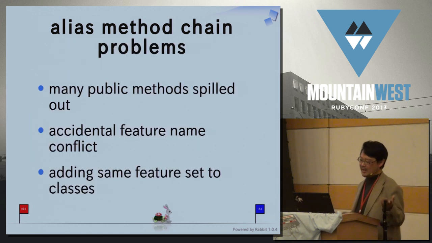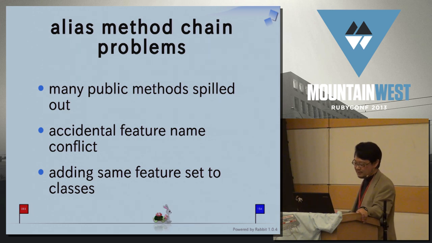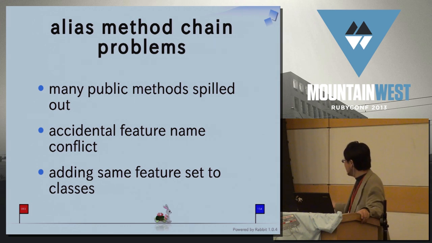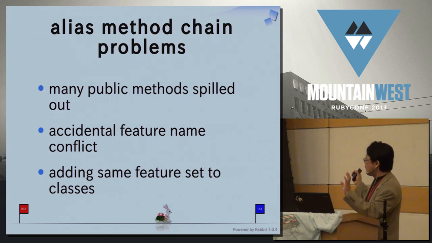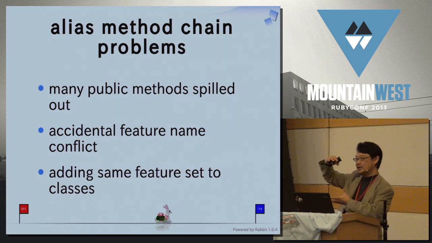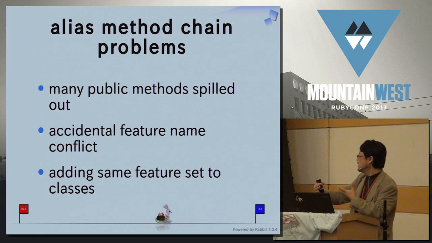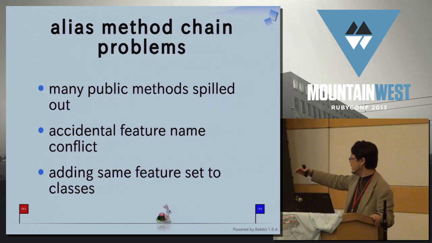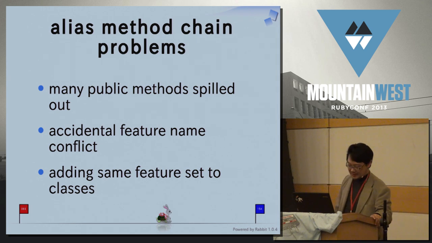So alias method chain has some defects and problems. Many public methods are spelled out like a_with_something or a_without_something, and there can be accidental feature name conflicts. When adding some feature set to a class, if you have a set of methods, you have to call alias method chain many times for that set of methods.